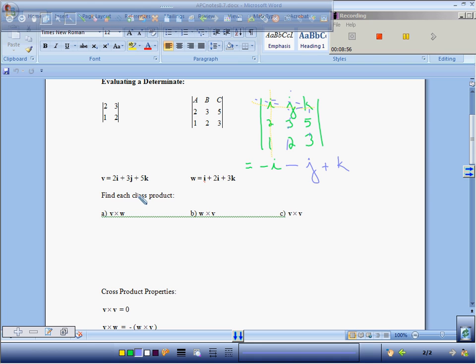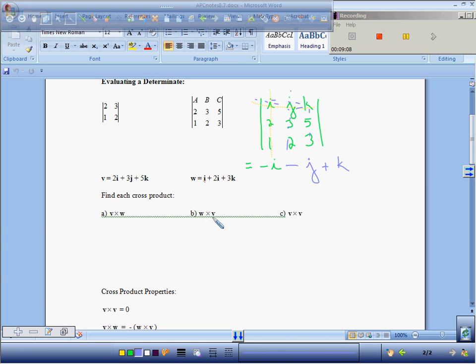Yes, sir? So it always starts out with plus, minus, plus. Yeah, it always goes plus, minus, plus. Unless something's negative. If this cross this comes out to be negative, then that would be positive, right?